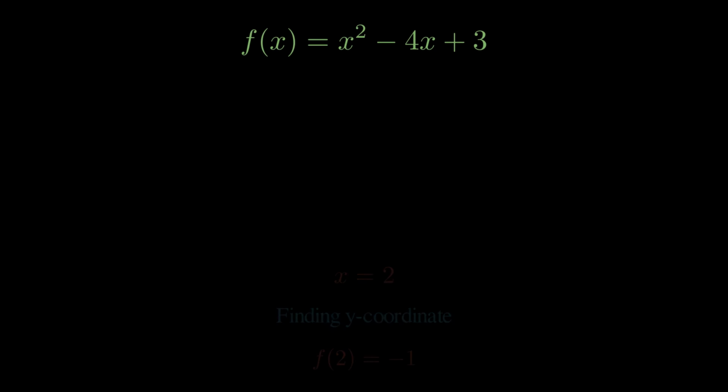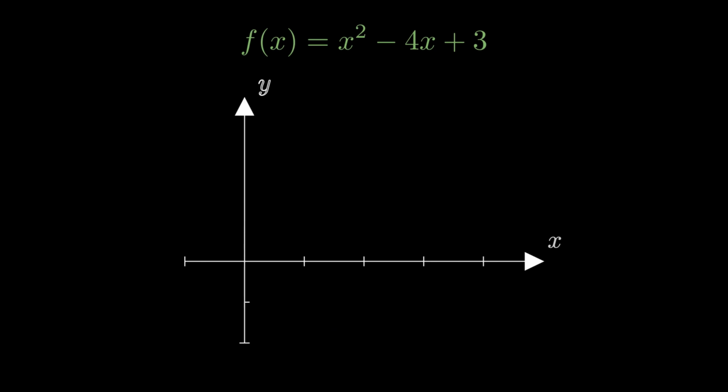Next, let's identify the axis of symmetry. The axis of symmetry is a vertical line that passes through the vertex and divides the parabola into two mirror images. Since our vertex is at x equals 2, the axis of symmetry is the line x equals 2.